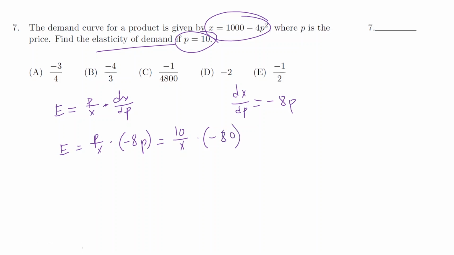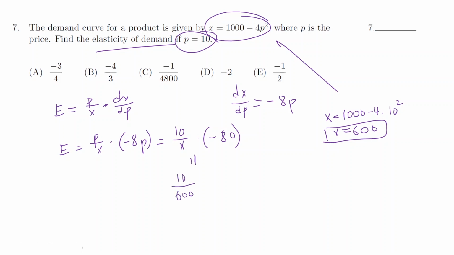What is my X? In order to find X, I just have to plug in P equals 10 in here. So X equals 1000 minus 4 times 10 squared. So X equals 600. Therefore, this is equal to 10 over 600 times negative 80. And I cannot use a calculator, so I'll just have to do negative 800 over 600. So that's equal to negative 4/3. I think it's B.